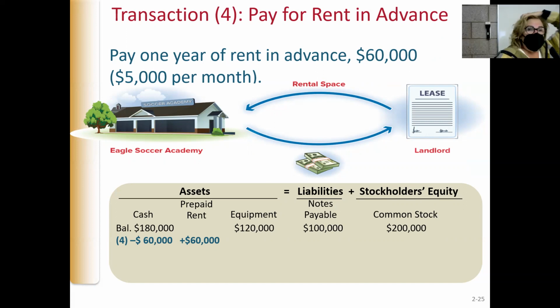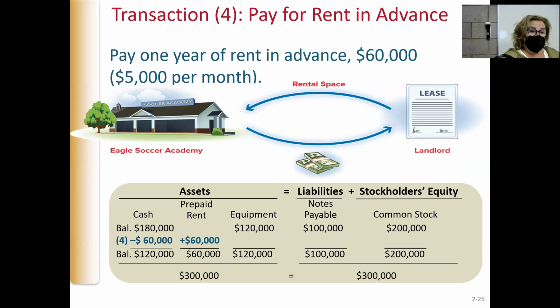Okay. So when we purchase 1 year of rent in advance for $60,000, we're decreasing our cash, but we're increasing an asset called prepaid rent. And we still balance, don't we?